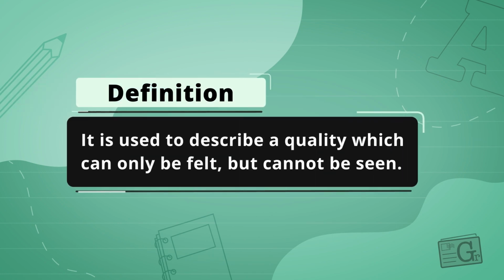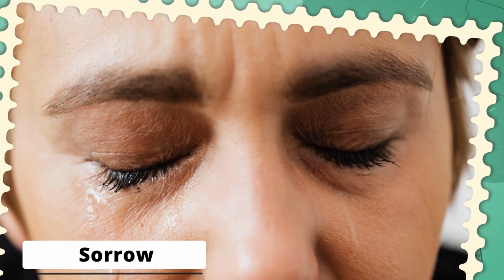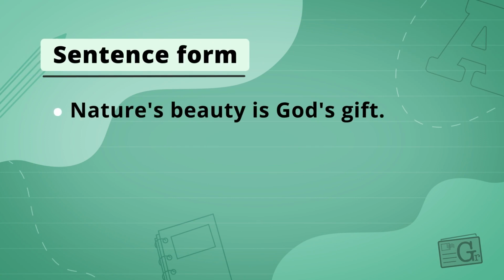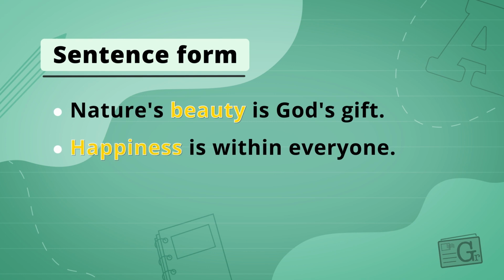Next, what is an abstract noun? It is used to describe a quality which can only be felt but cannot be seen. For example, beauty, happiness, sorrow, and so on. In the sentence form: Nature's beauty is God's gift. Here, beauty is an abstract noun. Happiness is within everyone. Happiness is a noun occupying the subject place.